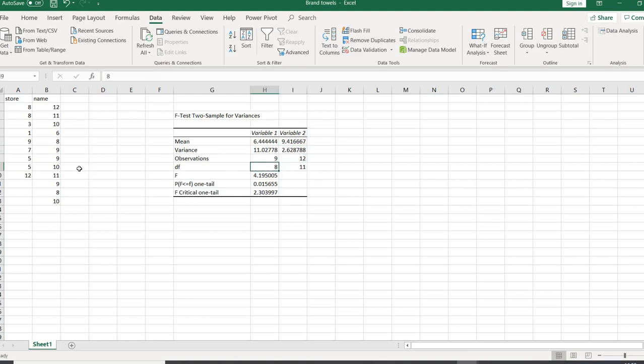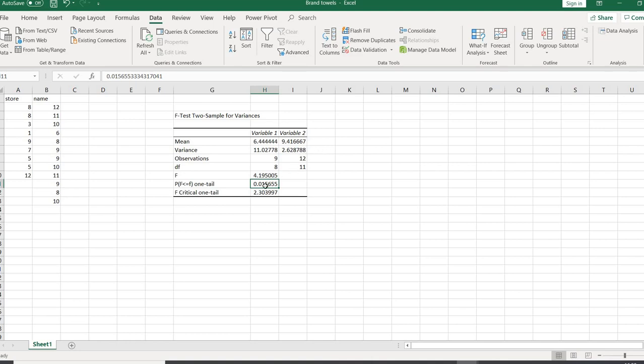And this degree of freedom is just the number of observations minus 1. Okay? So now, here's the F statistic, which is calculated. And here is a one-tail critical value, which is 0.0115. So how do you decide whether these variances are equal? The null hypothesis here says that the two variances, 11.02 and 2.62, are equal.